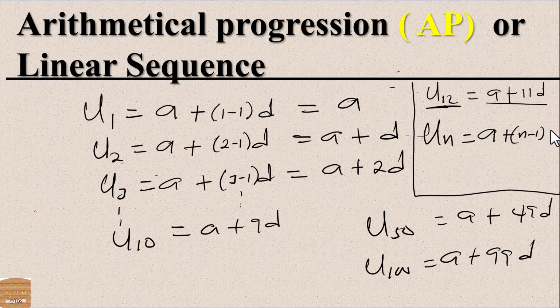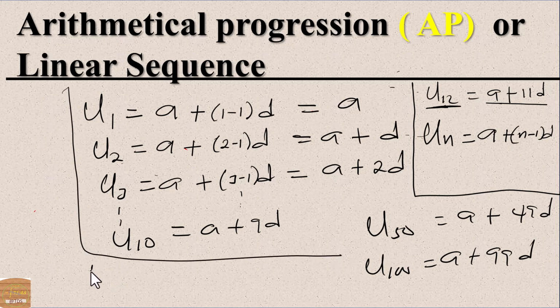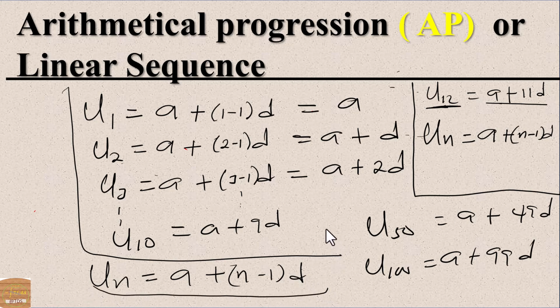Okay, so my nth term is given as Un equals a plus n minus 1 times d. So this is the general formula for finding the nth term of an AP. With this, let's solve our first example.